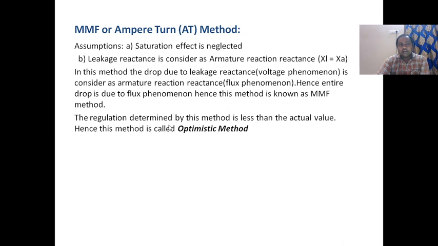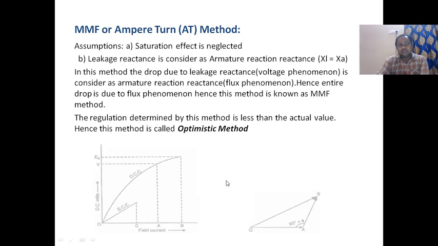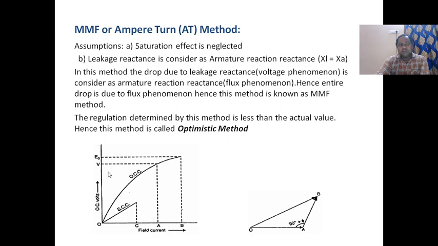The regulation determined by this method is less than the actual value. Hence, this method is called the optimistic method. Here also we do the same tests, OCC and SCC. From the OCC and SCC curves, we find the no load voltage E0. From that E0 value, we find the regulation. The regulation of the alternator formula is (E0 minus V phase) divided by V phase, into 100.